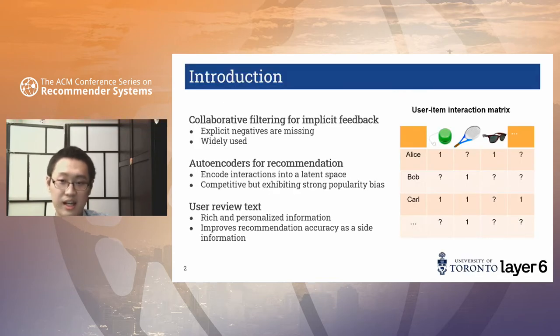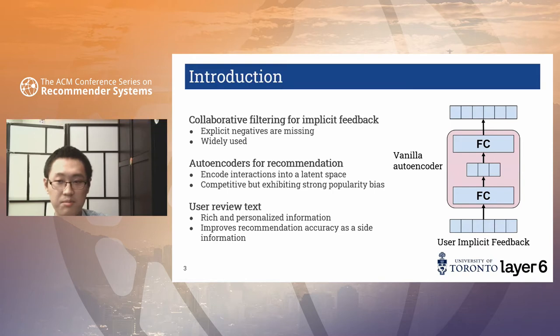The recommendation task we are considering here belongs to implicit feedback. In many cases, interactions such as purchase history or clicks are taken as positive signals, while explicit negatives are missing. It has many practical applications, and sometimes it is the only type of data that's available to us. Collaborative filtering is the standard approach for solving implicit feedback problems.